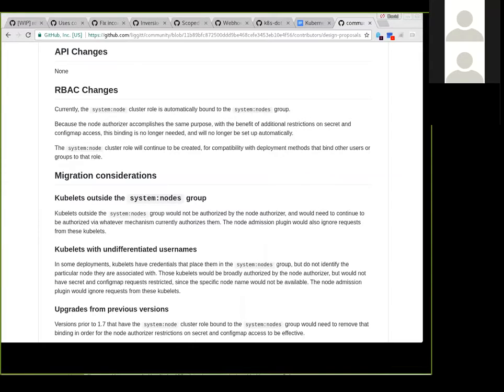Yep. I think the idea was also that we would pair this with all the work that's been going into the TLS bootstrapping, because that will give your kubelets the exact correct certificate that they need to act as that node. So hopefully, as that work progresses and as more distributions switch over to TLS bootstrapping.